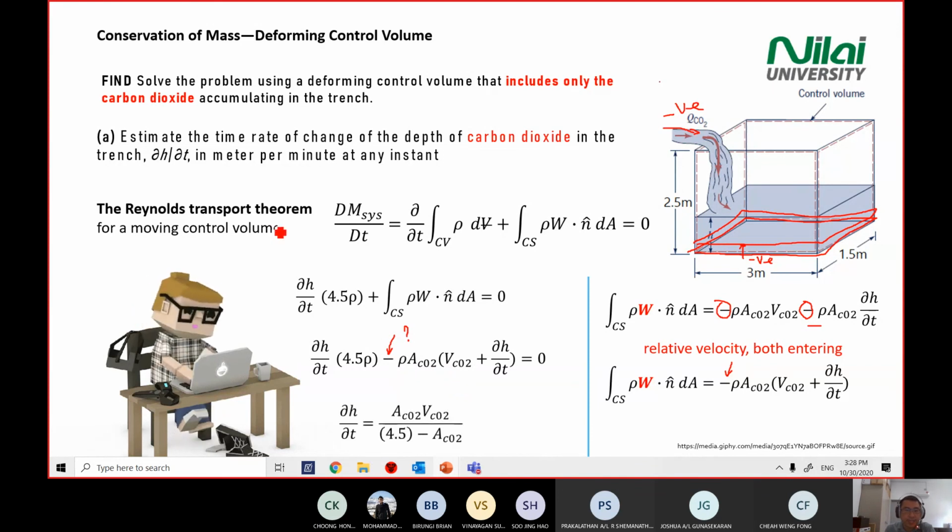We want to find the dH over dt. You simplify the equation, move whatever is not relevant to the right. Because both have del H, you do the mathematical arrangement. At the end, you arrive at this form: del H over del T equals A V of the CO2 divided by 4.5 minus A CO2. After that, you substitute all the known values, and you can find del H over del T.